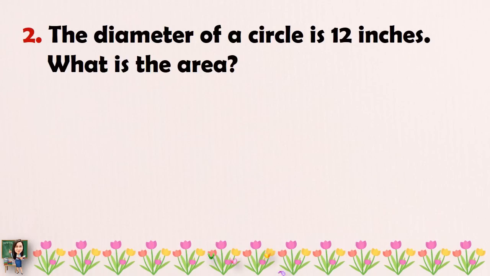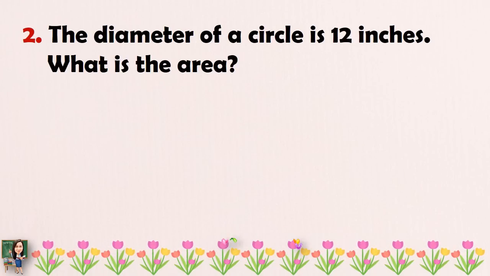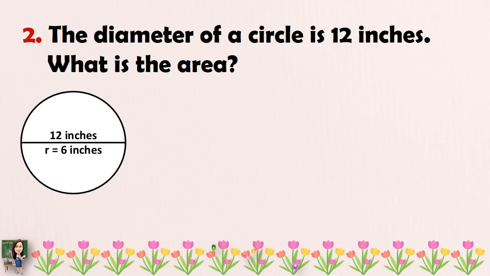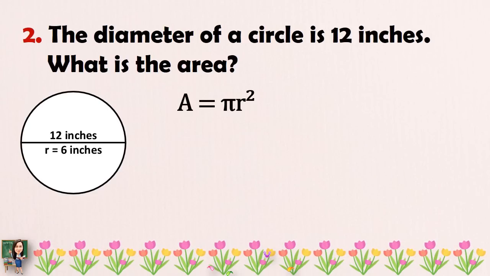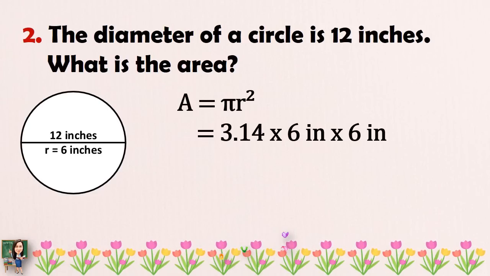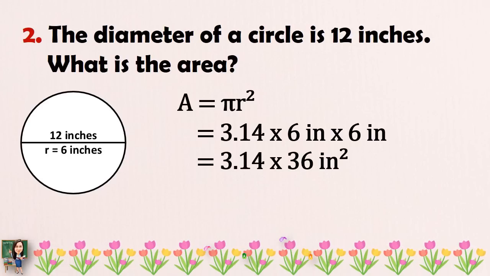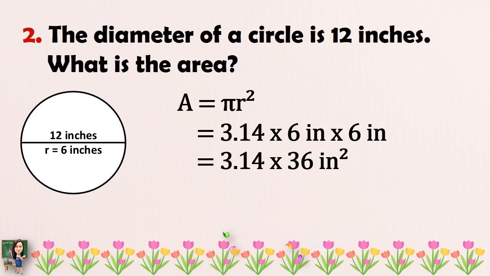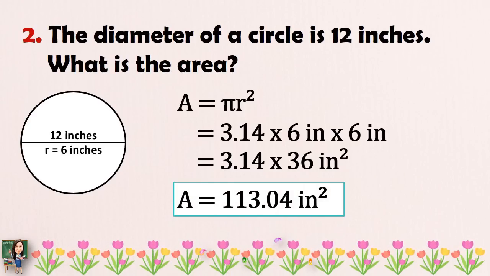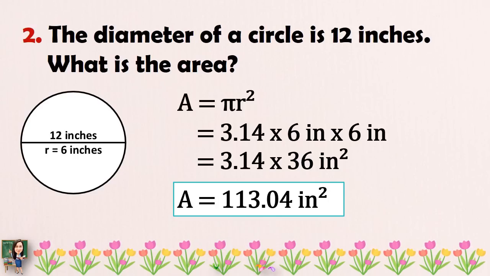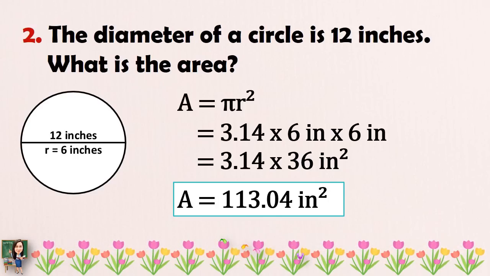Number 2. The diameter of a circle is 12 inches. What is the area? So the diameter is 12 inches. The radius is 6 inches. A equals pi r squared, or 3.14 times twice the measure of the radius, 6 inches times 6 inches. 6 times 6 equals 36 square inches. Now multiply 3.14 times 36 square inches equals 113.04 square inches. This is the area of the circle.